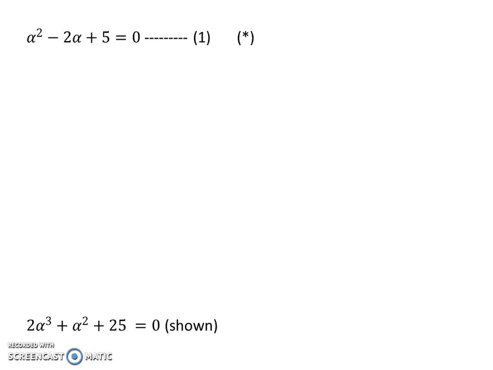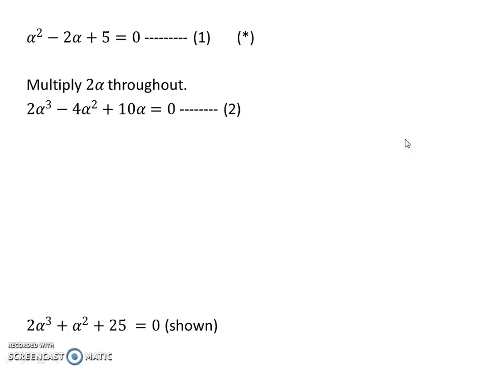We start with this particular relationship that we have derived earlier: alpha squared minus 2 alpha plus 5 equals 0. The reason I named it equation 1 is that this is a very important step that you need to take note of. When I look at what I have and what I need to get to, a wise move would be to multiply 2 alpha throughout. When I multiply 2 alpha to every term, I get 2 alpha cubed minus 4 alpha squared plus 10 alpha equals 0.